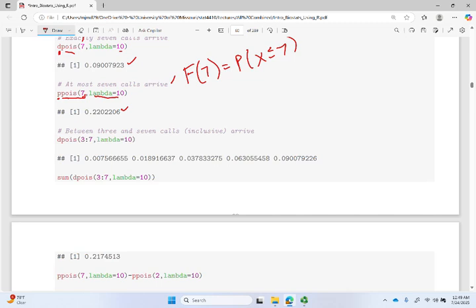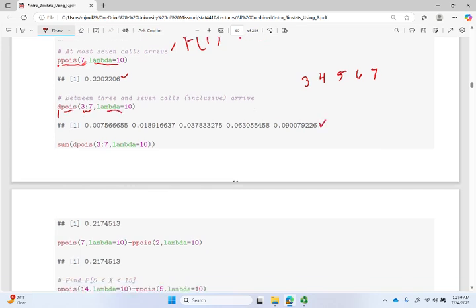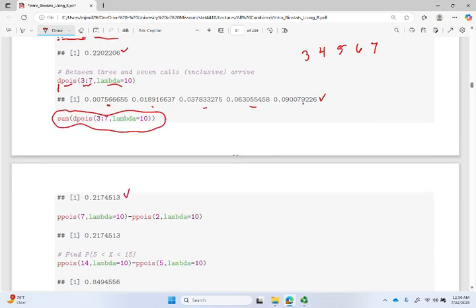It's 22%. Now, here we want to find the probability inclusively between 3 and 7. And this colon, remember, expands to a vector of 3, 4, 5, 6, 7. We want the density of a Poisson for these values. Lambda's 10, so it pumps it out. So this is the probability for 3, 4, 5, 6, and 7. But that's not what we want. We have to add them. And so that's why we sum these probabilities, and we get 21%.